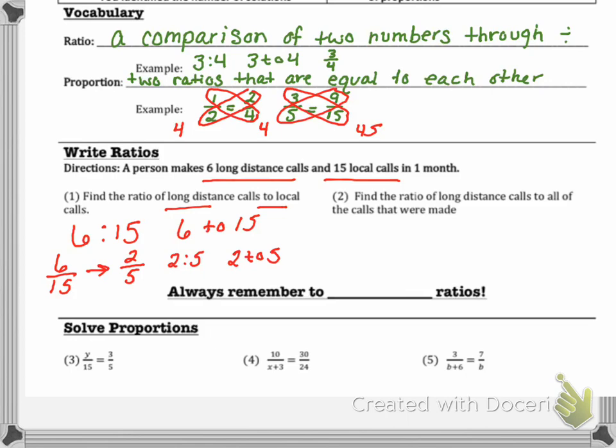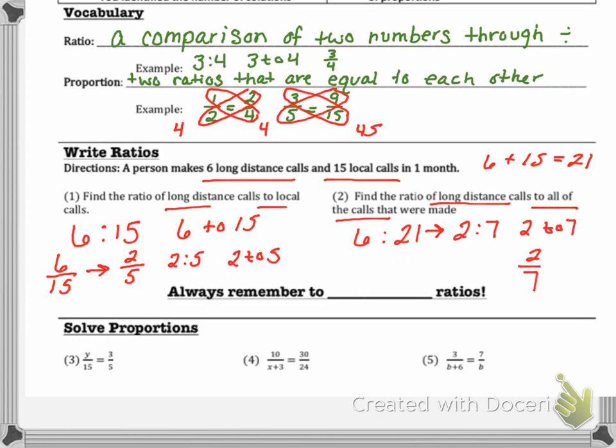In number 2, it says find the ratio of long distance calls to all of the calls. So long distance was 6. Altogether, I would do 6 plus 15, which gives me 21. So 6 to 21. Now I can reduce that. Before I write it in all three ways, let's reduce it. They're both divisible by 3, which would make it 2 to 7, or 2 colon 7, or 2 over 7. So always remember to simplify your ratio.